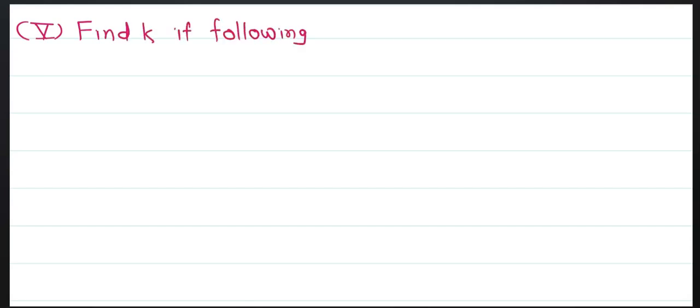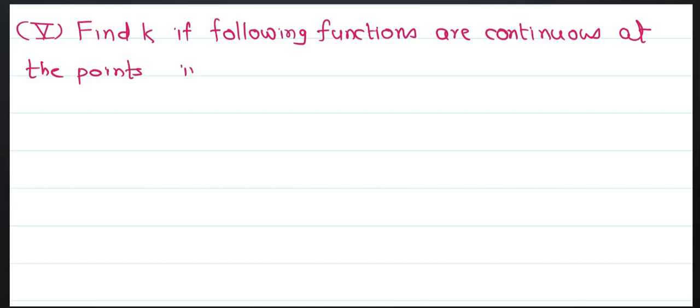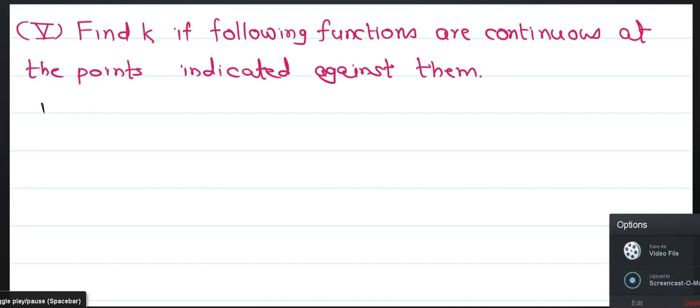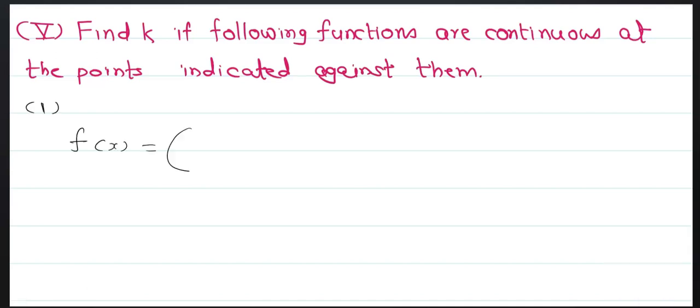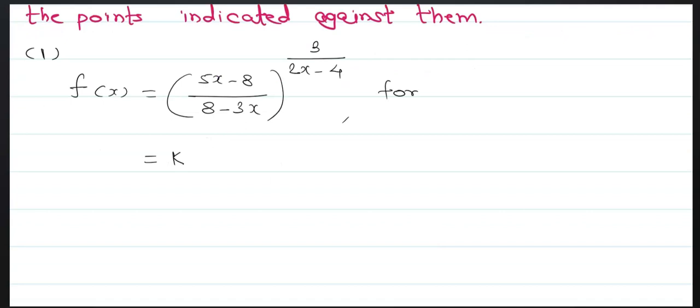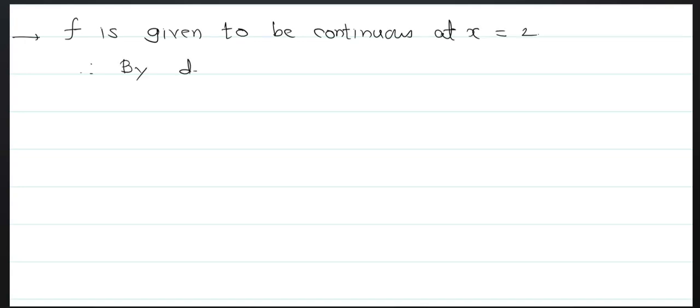Find k if the following functions are continuous at the points indicated against them. f(x) equals (5x minus 8 upon 8 minus 3x) whole bracket raised to 3 upon 2x minus 4, and equals k for x equals 2. Check the continuity at x equals 2. f is given to be continuous at x equals 2.